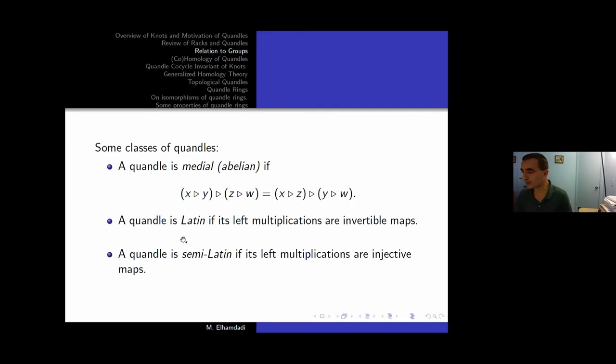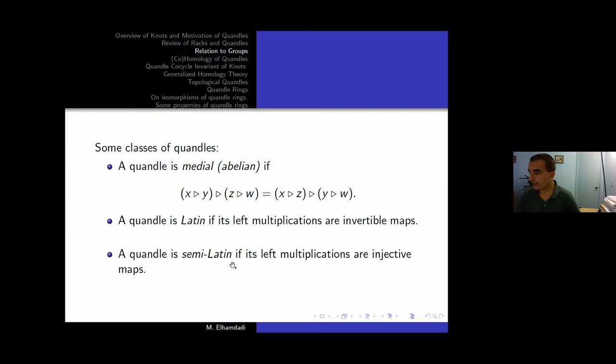There is a notion of Latin quandle. It's quandles in which left multiplications are invertible. Usually when we have a quandle, we only require that right multiplication is invertible. But if in addition, left multiplications are invertible, you get what's called a Latin quandle. And then the Cayley table will be just a Latin square.